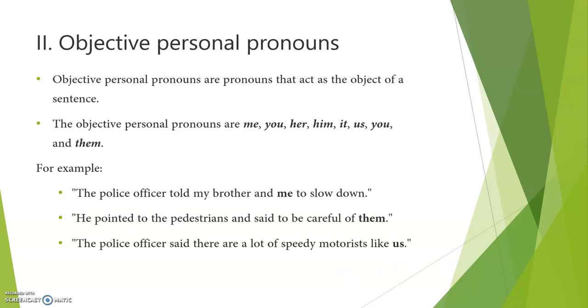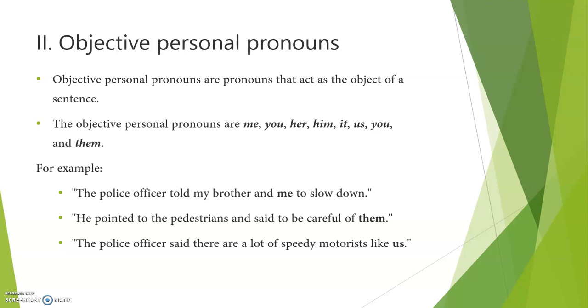The second one is objective personal pronouns. They are pronouns that act as the object of a sentence. They are me, you, her, him, it, us, you, and them. Let's look at the example.